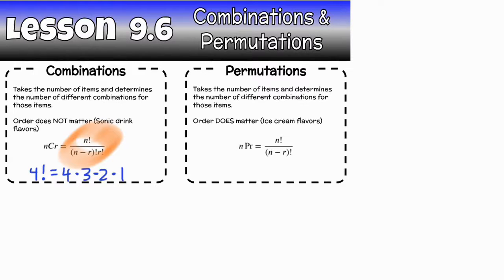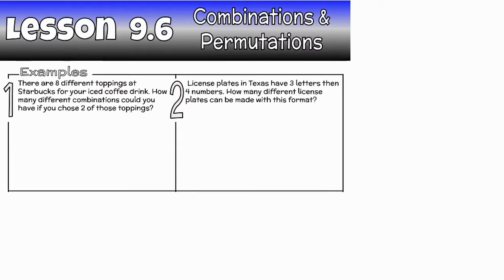So you're going to have n factorial over n minus r factorial. The n is the total number of objects that you have, and r is the number of those objects that you are choosing. Again, you're not going to be held responsible for this because you can plug in the first piece into your calculator. All right, so let's look at this first example.